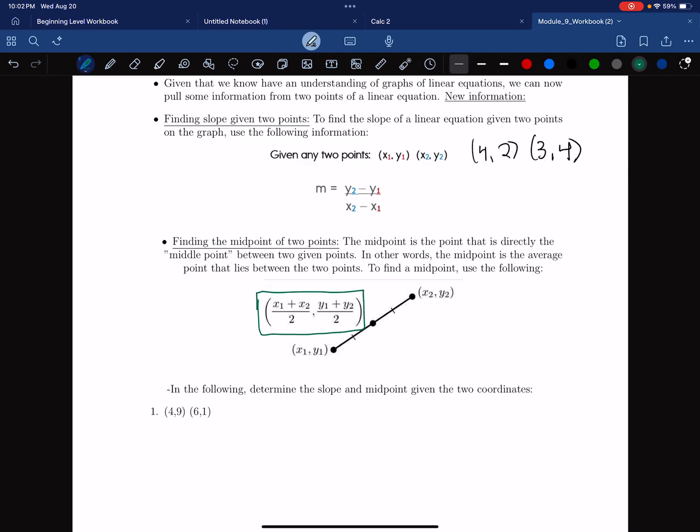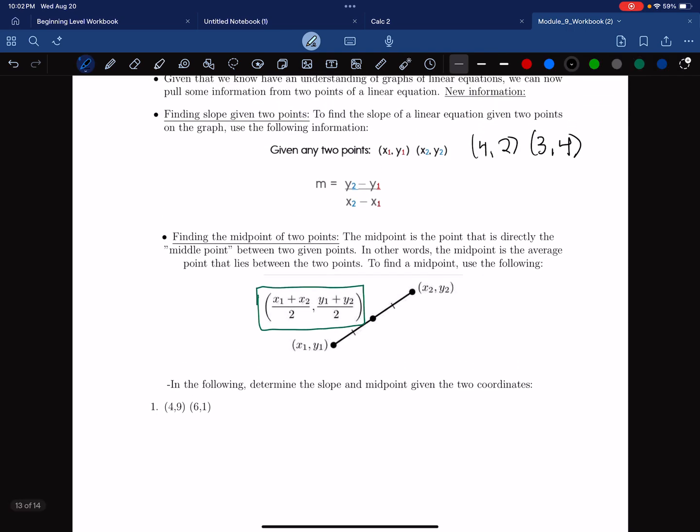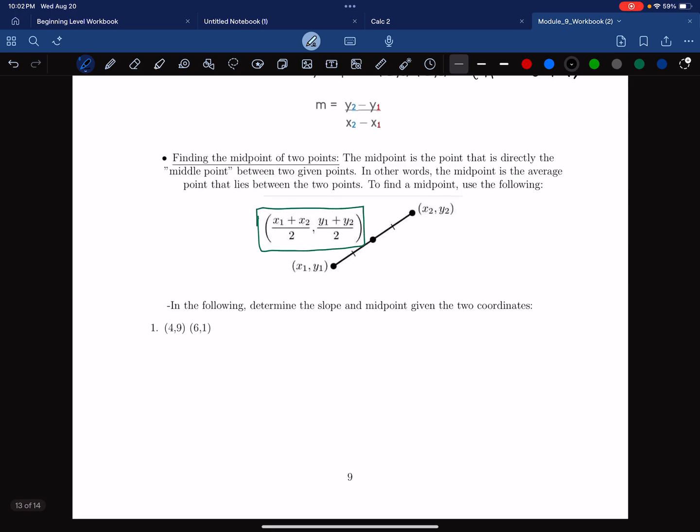So let's use these formulas to go through some examples. Given the points 4, 9, and 6, 1, let's find the slope and midpoint. I encourage you to pause the video and try this on your own. Now let's work through it together.